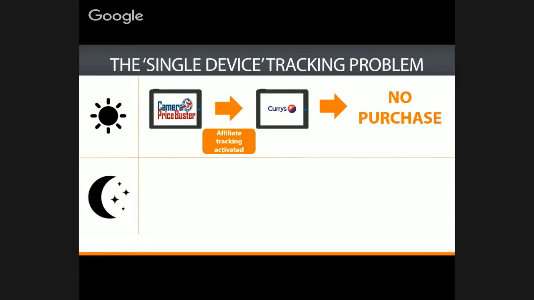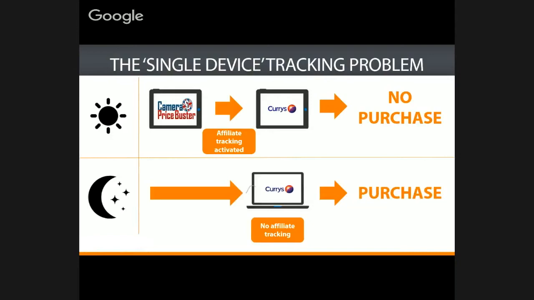It could then be very common that when we get to the nighttime, the user goes directly via their laptop to Currys and makes a purchase. And in this secondary situation, the user hasn't returned to Camera Price Buster. They don't need to. They know what camera they're going to buy, and they know what price point they're going to buy it at. And in this situation, the affiliate wouldn't be rewarded because the sales happened on 2 different devices and the affiliate tracking has only been activated on 1 device.